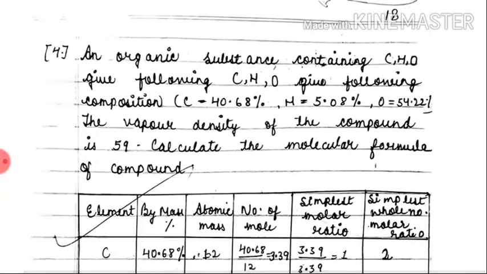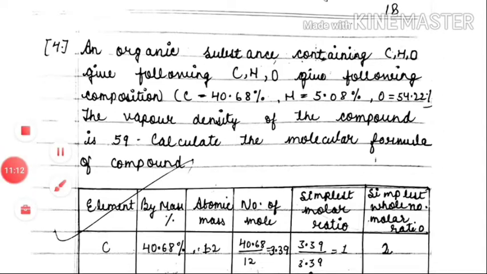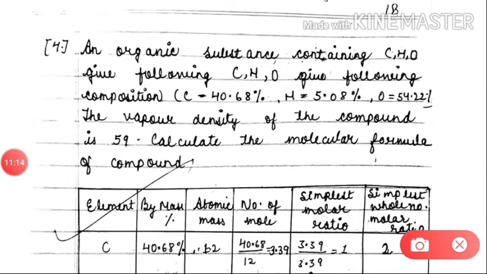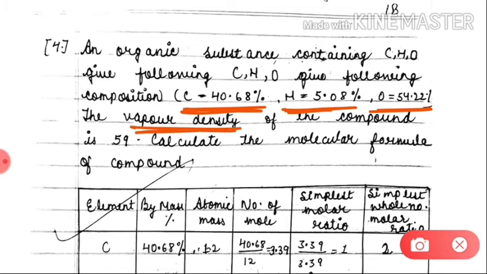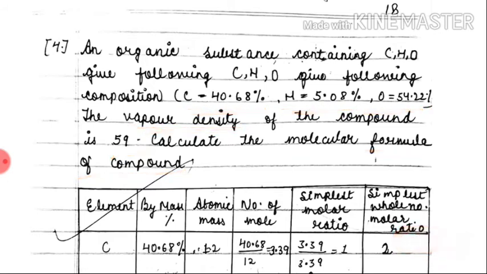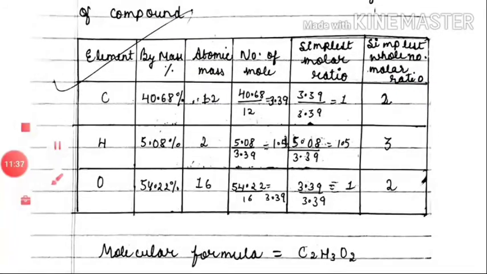Now the next example: an organic substance containing carbon, hydrogen and oxygen gives the following composition: carbon 40.68, हाइड्रोजन 5.08, ऑक्सीजन 54.22, और जो वेपर डेंसिटी है, वेपर डेंसिटी क्या होती है अभी बताएंगे आपको, दैट इज इक्वल टू 59. कैलकुलेट द मॉलिक्यूलर फार्मूला ऑफ द कंपाउंड. सो व्हेन वी कैलकुलेट द मॉलिक्यूलर फार्मूला, स्टार्टिंग स्टेप्स वी फॉलो द सेम विच आई हैव एक्सप्लेन्ड यू.